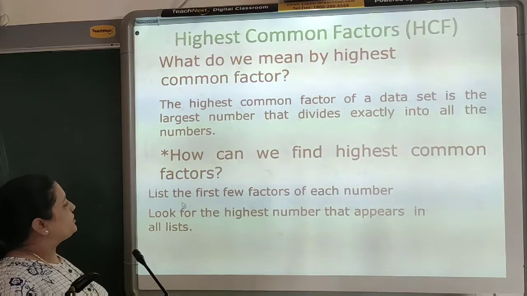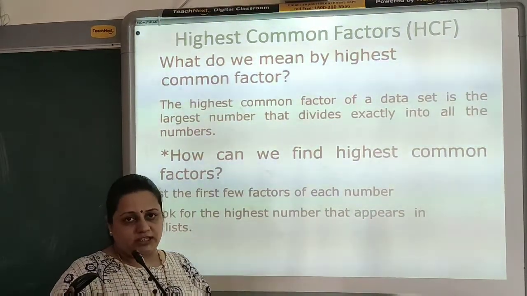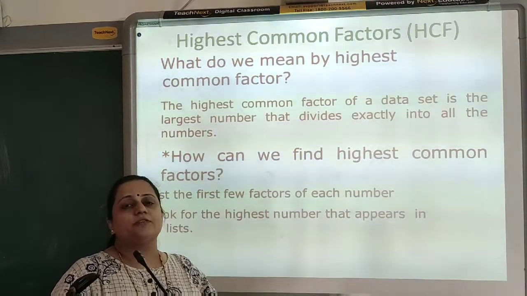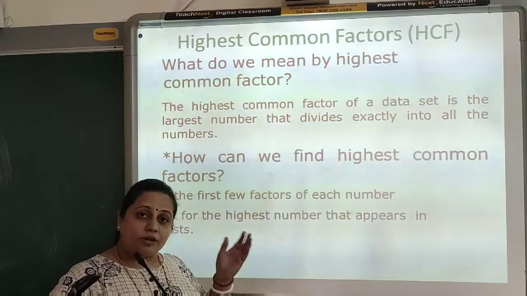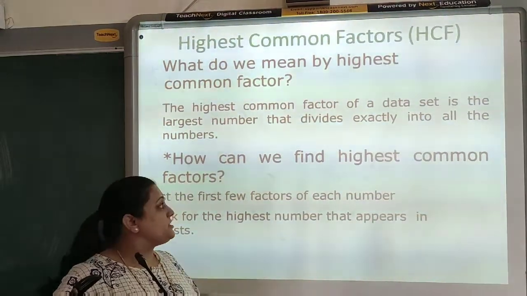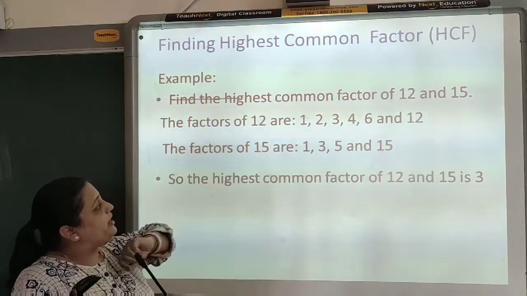So how can we find the highest common factor? Again here also there are three methods, as we saw for LCM. First we have to write down the factors of all the numbers. Then we have to find the common factors, and whichever is the highest will be the HCF. See with the example: find the highest common factor of 12 and 15.